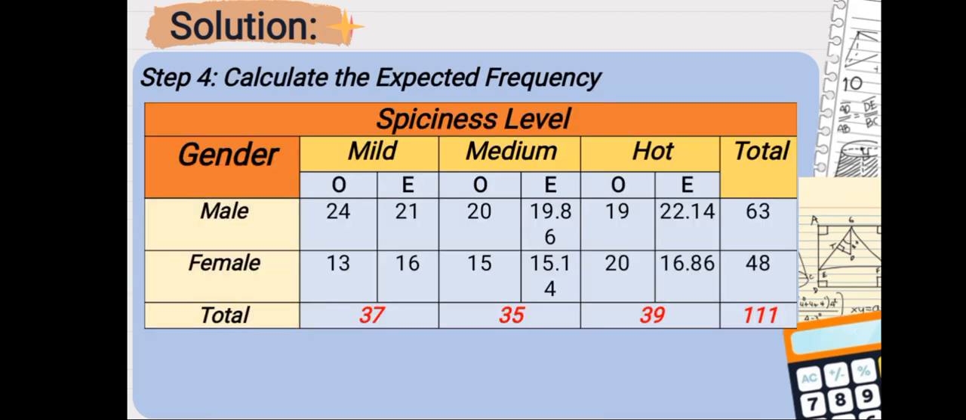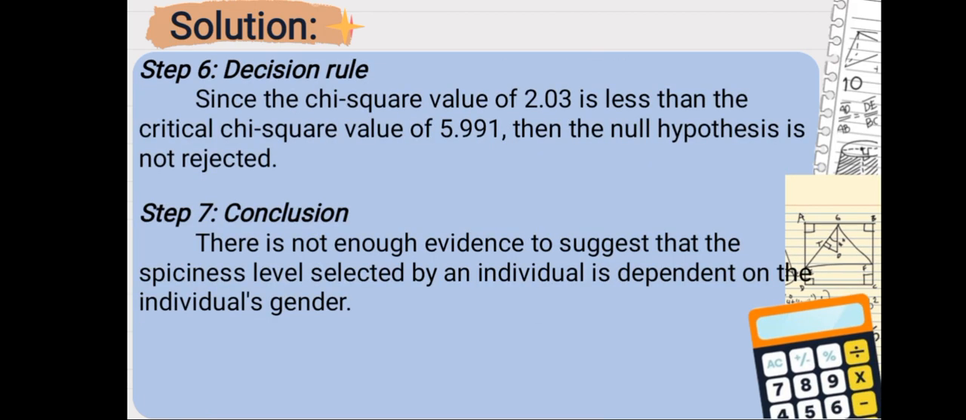Yeah, that's right, sakto ra. Dependent on the individual's gender. So, sakto ra tong HA diri, independent.